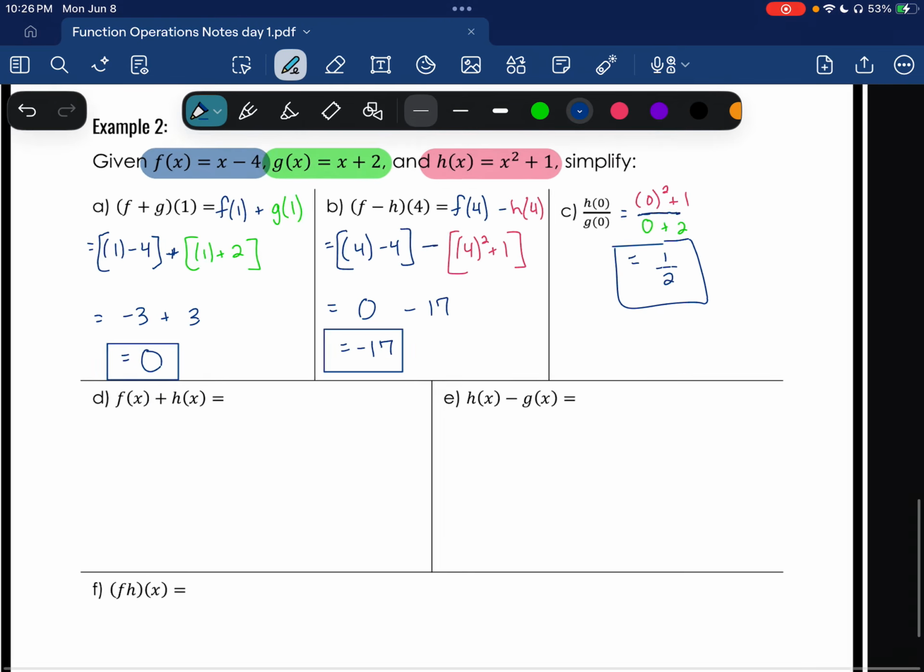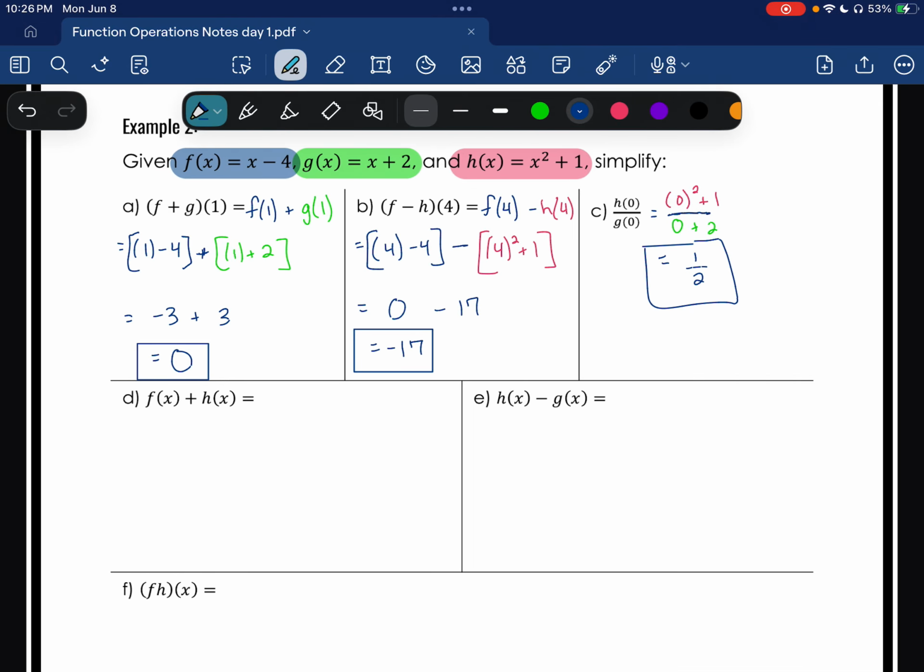Right, next we have h of x minus g of x. So h of x is x squared plus 1, subtracting g of x, which is x plus 2. We're not going to forget to distribute that negative, so we're going to have x squared plus 1 minus x minus 2. We combine our like terms, and I'll have x squared minus x minus 1.